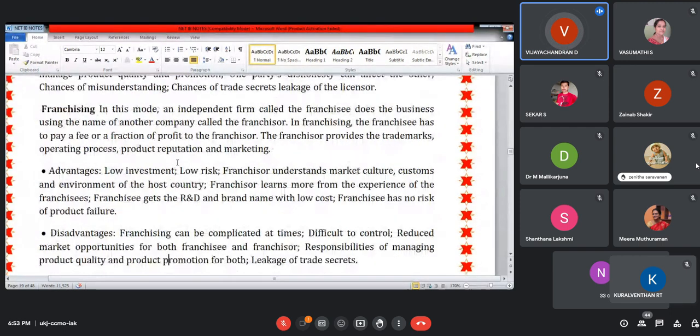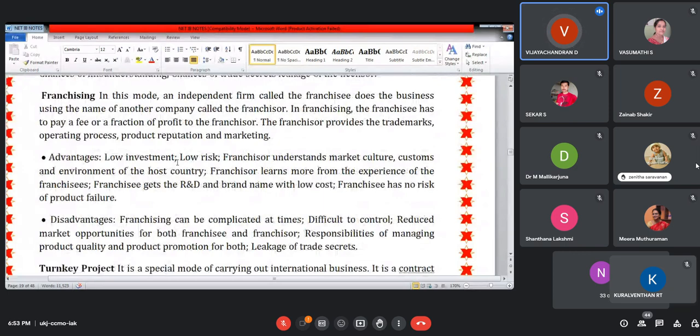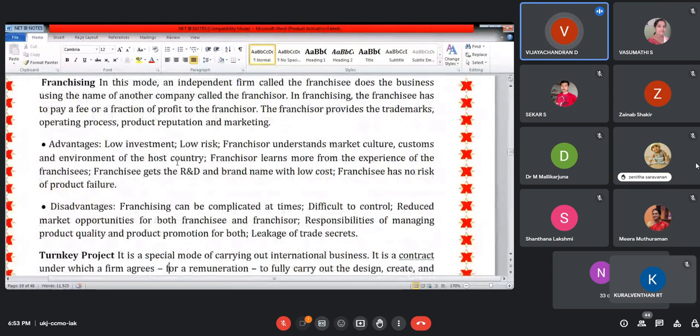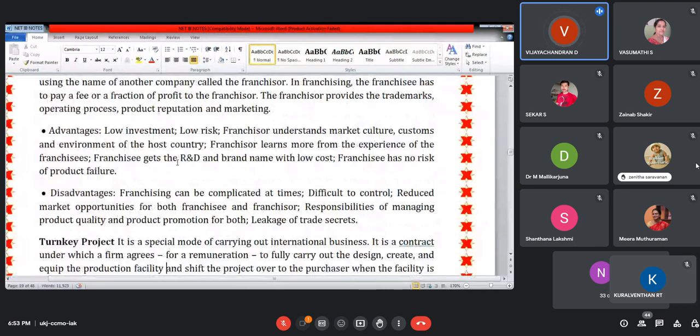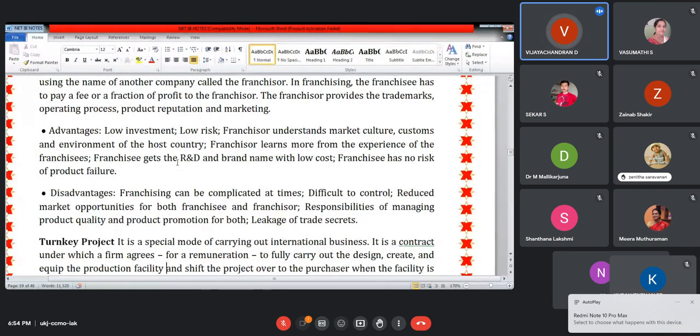What are the advantages? Same thing, low investment and low risk. And franchisees understand the market culture, customs, environment. So everything will be known by the franchisee. What is the disadvantage? Franchising can be complicated at times, difficult to control. Also, it reduces the market opportunities for both franchisee and franchisor. So the market opportunities will be restricted.